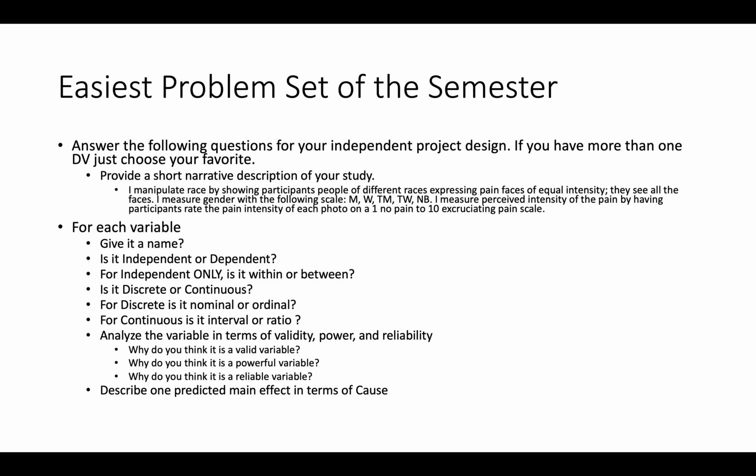But okay, so provide a short narrative description of your study. And here you got mine. And really just choose one dependent variable. Here I actually reported two. That was what I failed at. So I manipulated race by showing participants people of different races expressing pain faces of equal intensity. They see all the faces. So every participant sees all the faces, within subjects design, right? And here's the measure: I measured gender with the following scale, right? And I also measured perceived intensity of the pain by having participants rate the pain intensity of each photo on a 1 no pain to 10 excruciating pain scale.